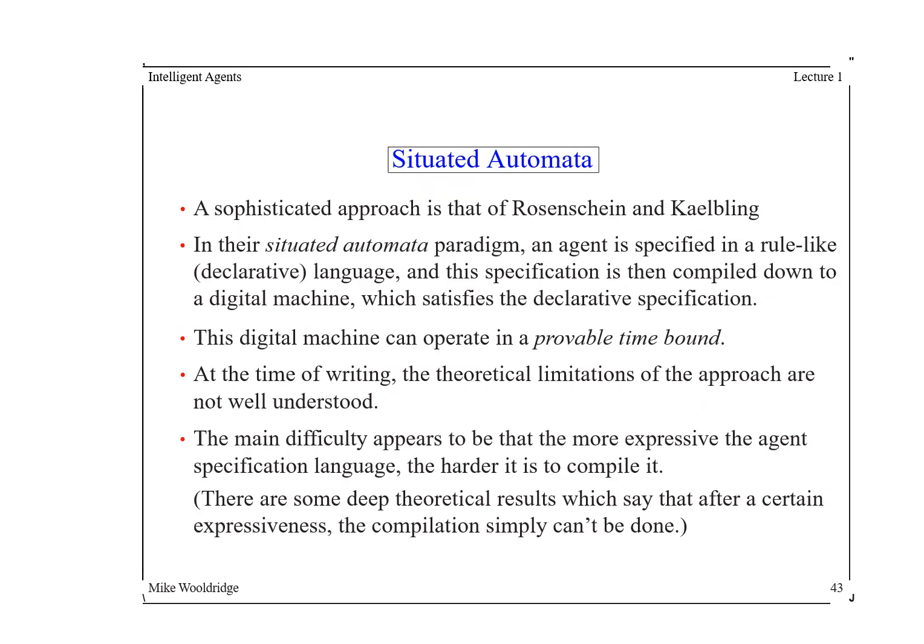Next is the situated automata. A more sophisticated approach is what is there in the situated automata paradigm. An agent is specified in a rule-like declarative language, and this specification is then compiled onto a digital machine, which satisfies the declarative specification. This digital machine can operate in a time-bounded fashion, and at the time of writing, the theoretical limitations of the approach are not well understood. The main difficulty appears to be that the more expressive the agent specification language, the harder it becomes to compile it.